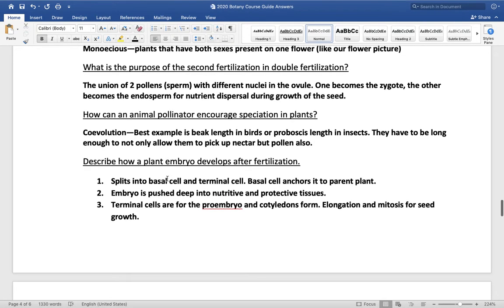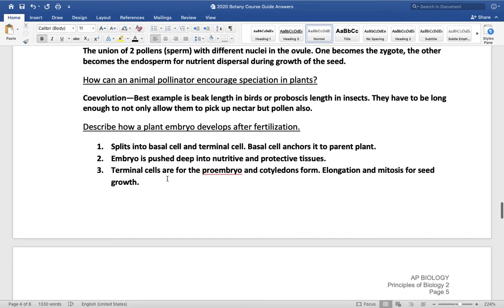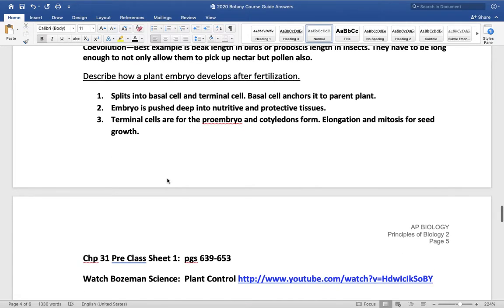Describe how a plant embryo develops after fertilization. I'm not too worried about this. I'm really not even going to read it. You can take a look at it, pause it to see if your answer matches up with mine.